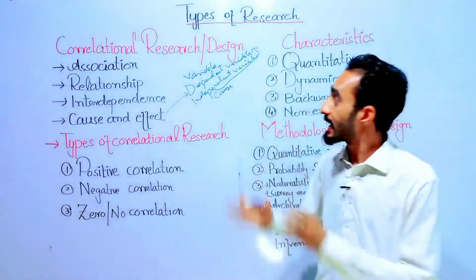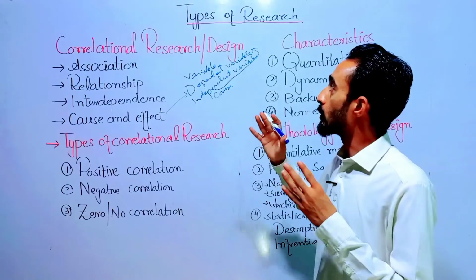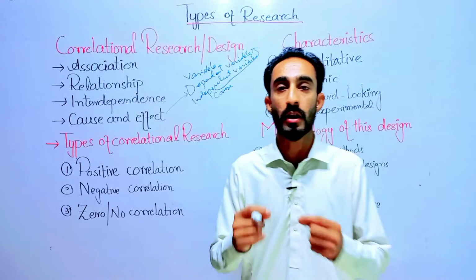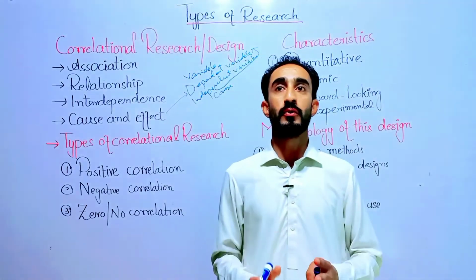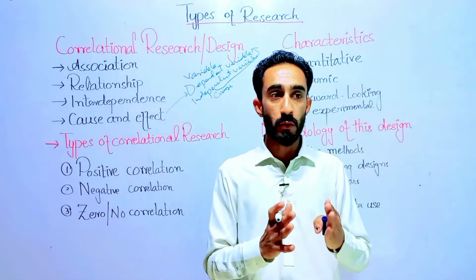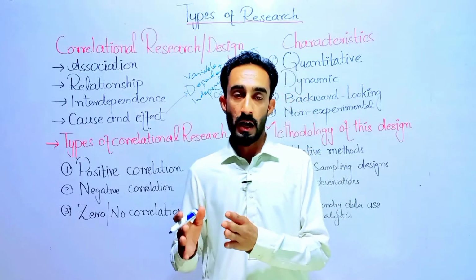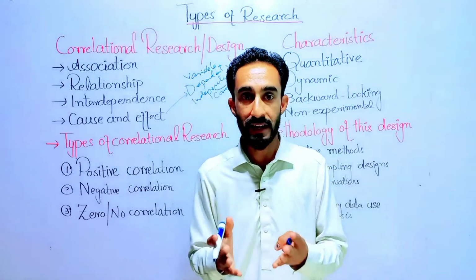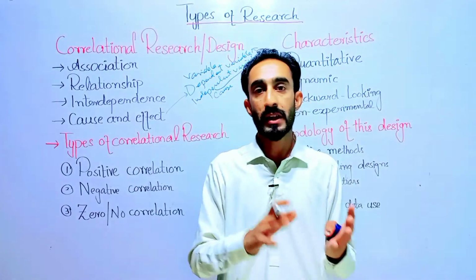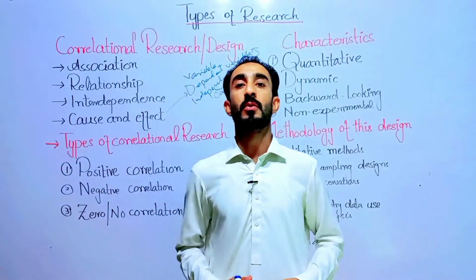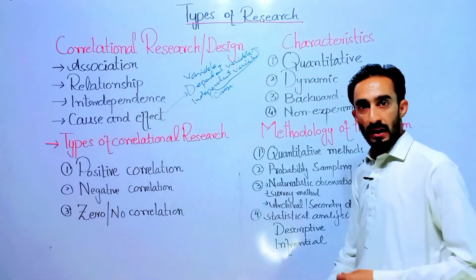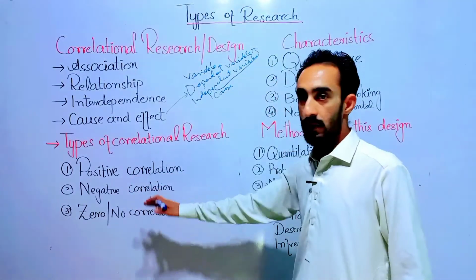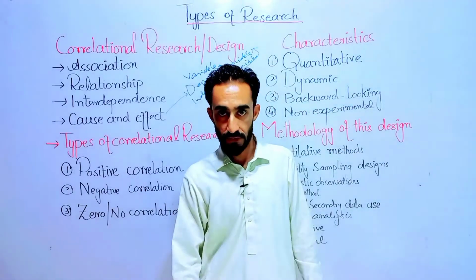So let's say again, by definition, correlational research design is a type of research design in which we seek to find out the relationship between two variables or more than two variables, and seek their interdependence, or the dependency of one variable on the other variable. There are three types of correlational research: positive correlational research, negative correlational research, and zero or no correlational research.